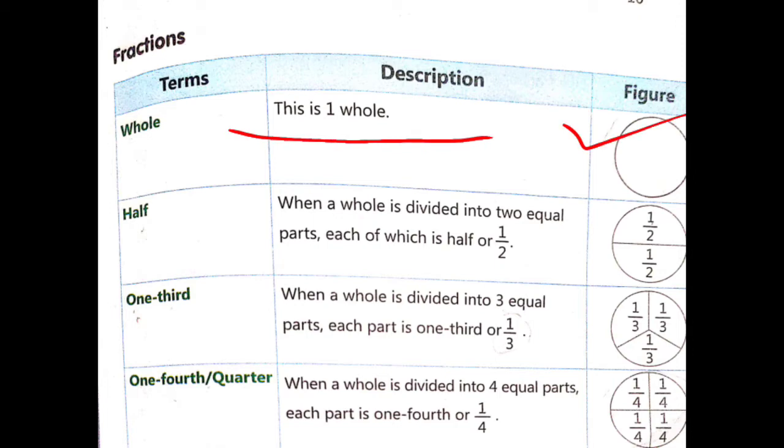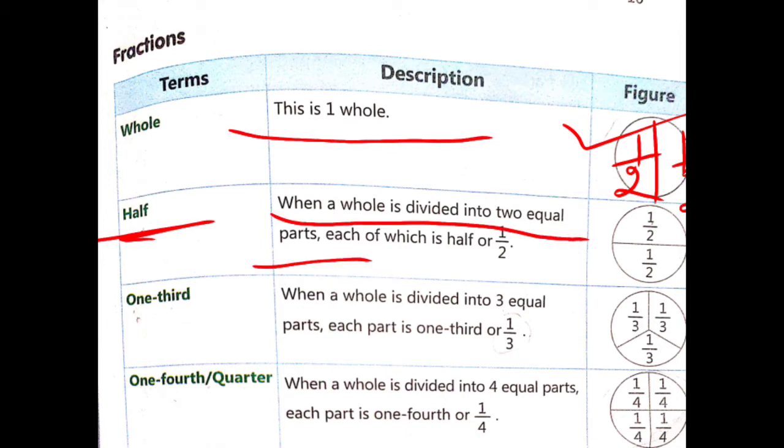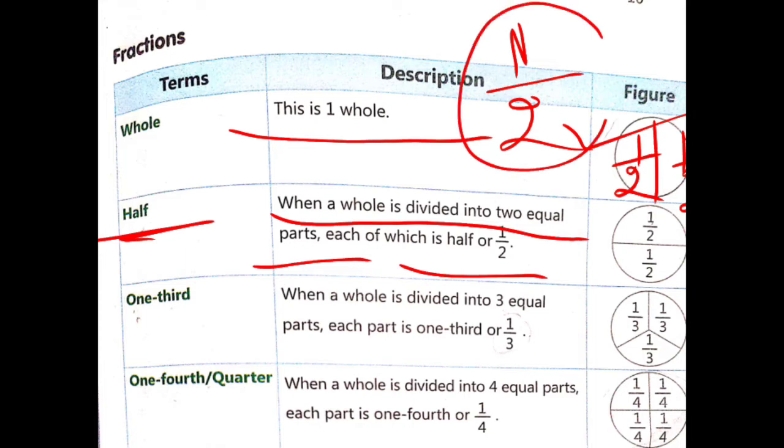Okay, and when we divide this particular whole into two equal parts, what does it become? Half. That is the second definition. When a whole is divided into two equal parts, each of which is a half, or half you can represent as 1 by 2. Okay, so what is this 1 by 2? First I will show you how you can represent this 1 by 2.